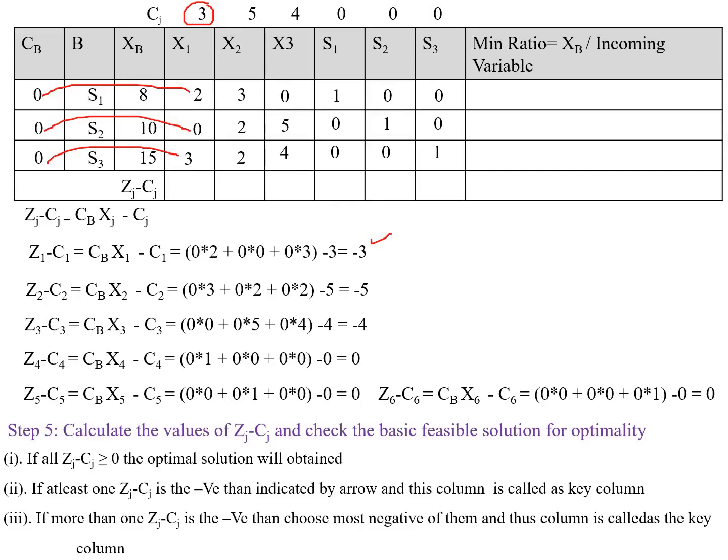Next variable is the x2 variable, that is Z2 minus C2. It is CB x2 minus C2.